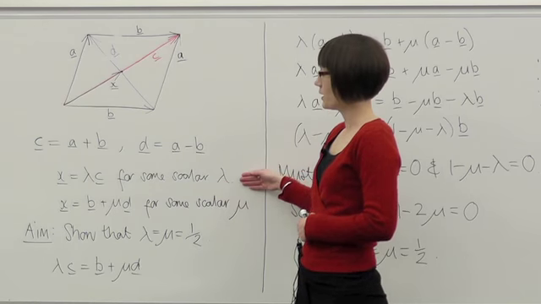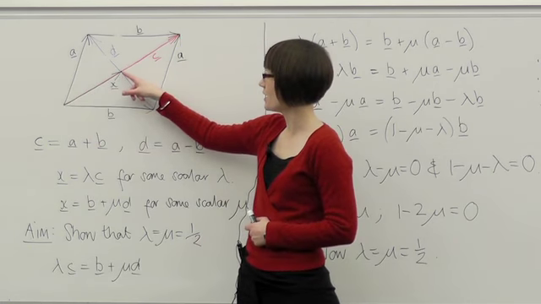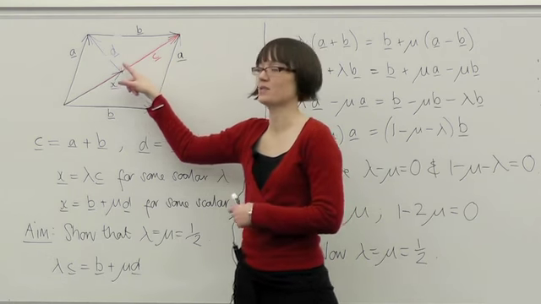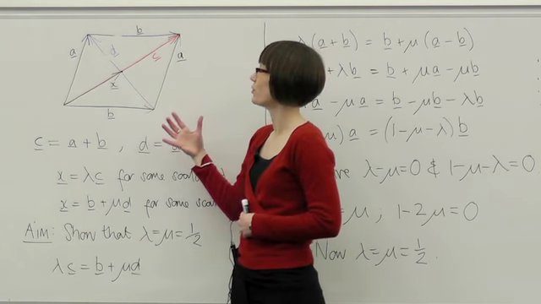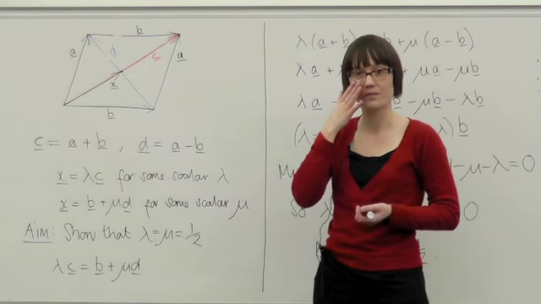So looking back here, we can now conclude that the vector x is exactly a half times c, or equivalently, it's b plus exactly a half times d. So finally, we have proved that these two diagonals do bisect each other.